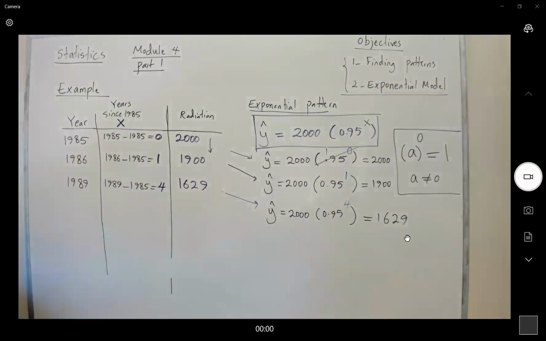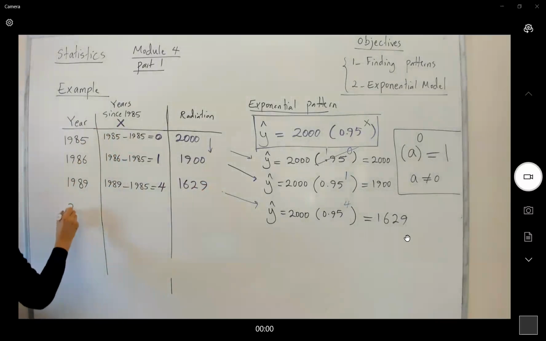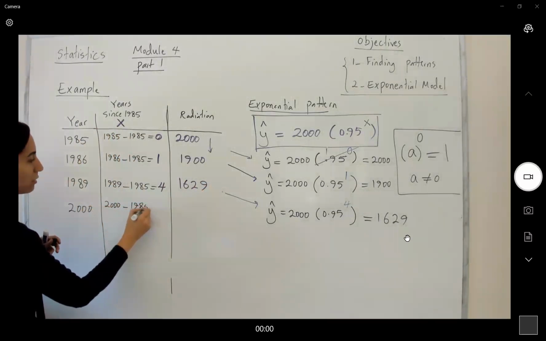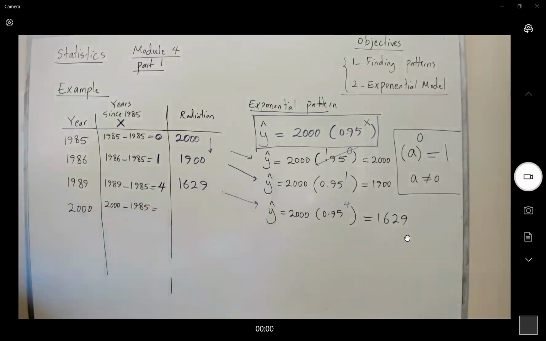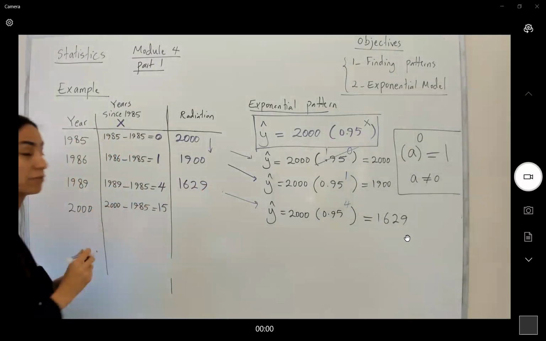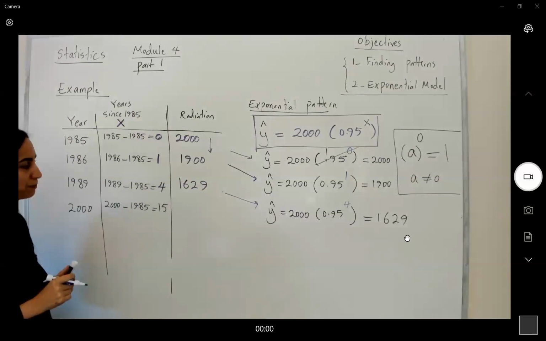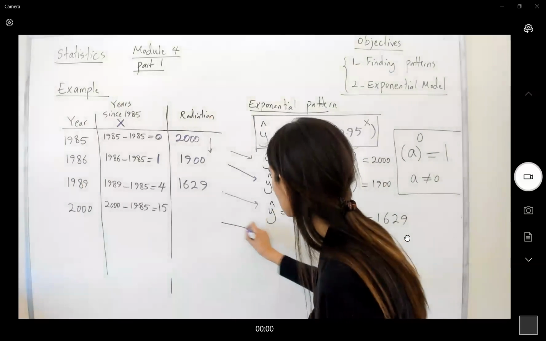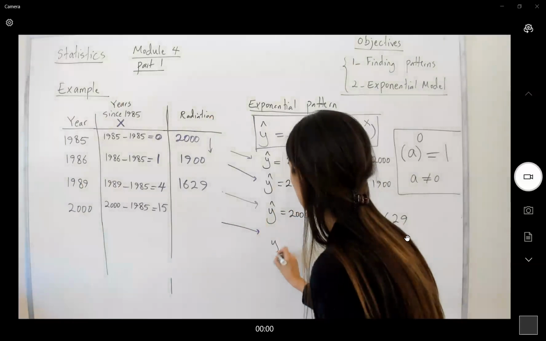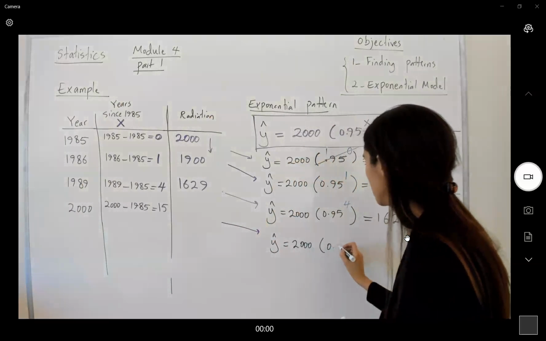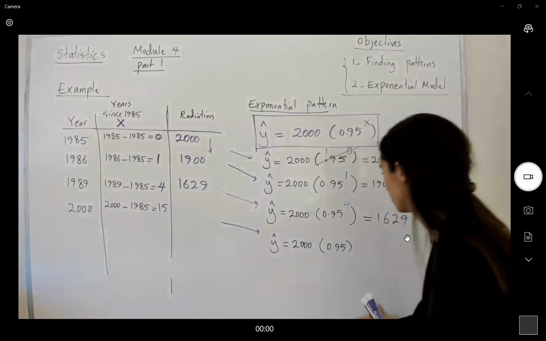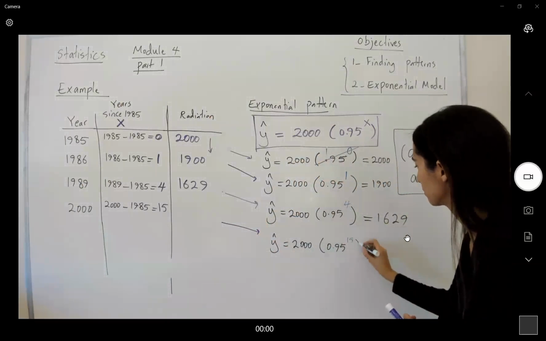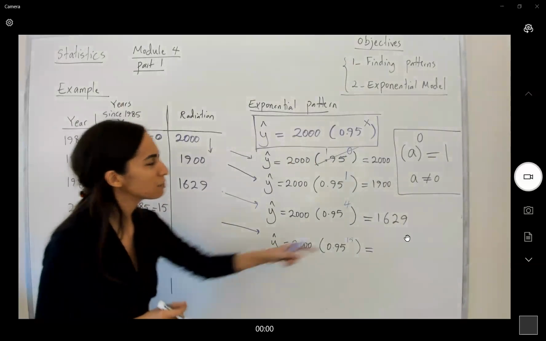1,629. Next year, 2,000. Well, 2,000. How many years after that? 2,000 minus 1985, which is equal to 15 years. 15 years after the explosion. Your x is now 15. We have a nice formula. Let us use it. So y hat is equal to 2,000 times 0.95 raised to 15. And let us use our calculator to evaluate this. We expect this to get smaller and smaller.